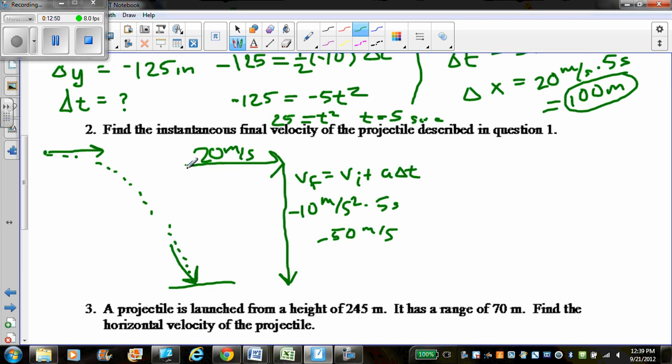Now it's just up to me to find this resultant, which I can do with the Pythagorean theorem, and then to get this angle, which I can get with inverse tangent.